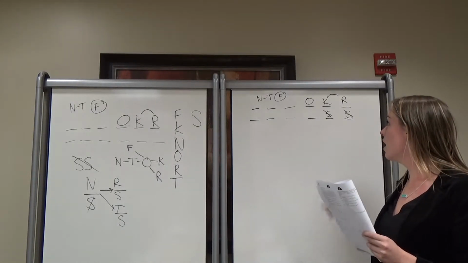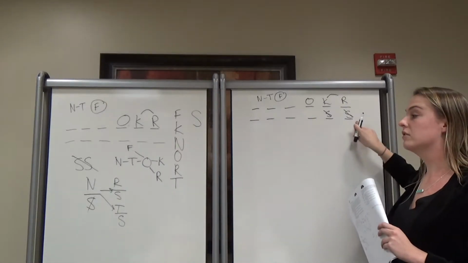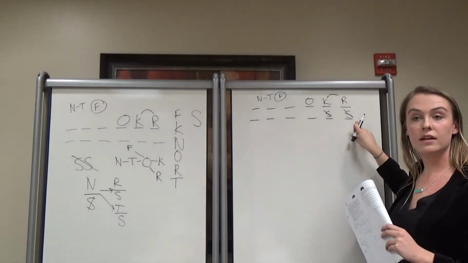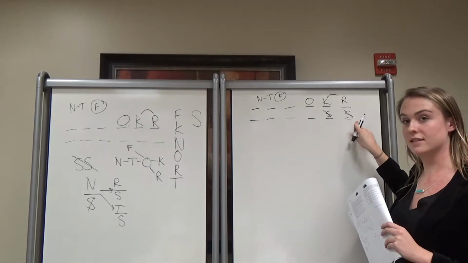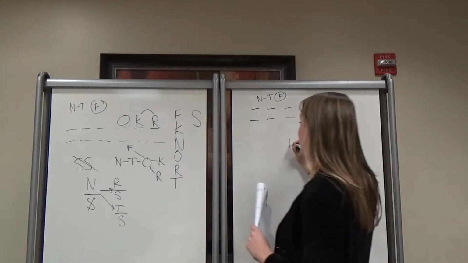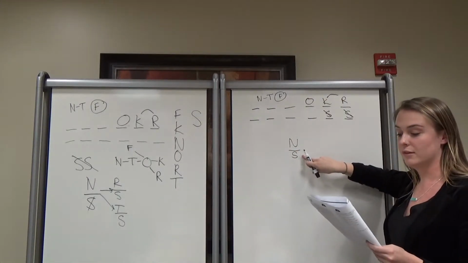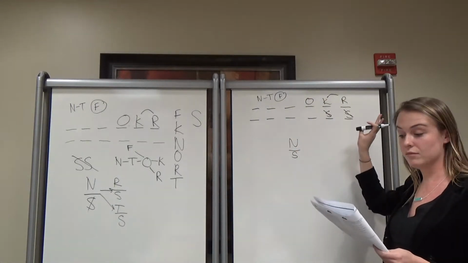So if R is not summarized, what does that tell us about N? It is summarized. Yes. So we know N has to be summarized. So I would just put that down here. But that's all that we know about this diagram so far.